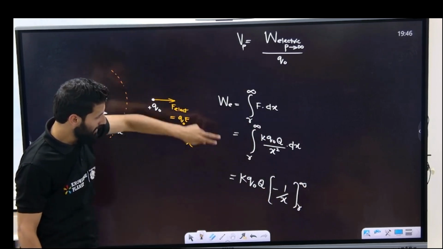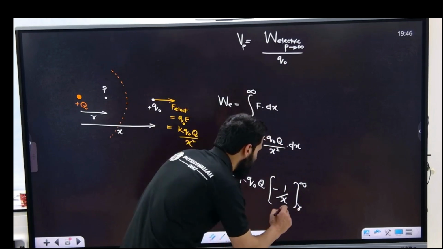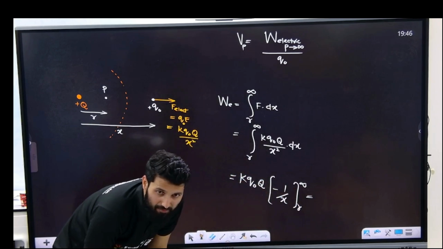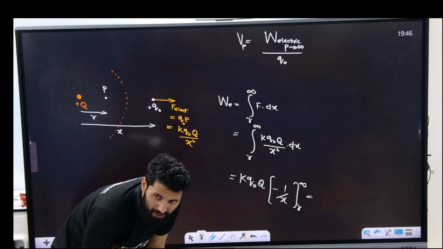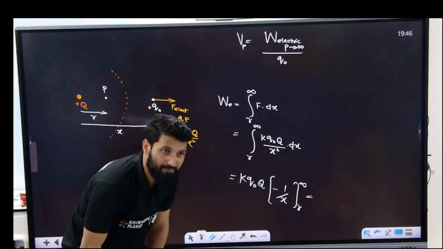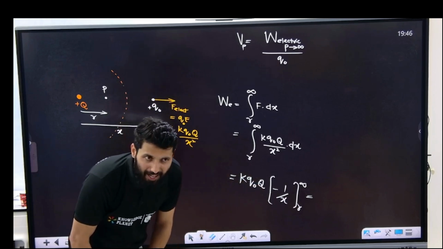Get the answer here. This will be basically the potential energy which you are getting. Tell me now, fast. Put the infinity limit. Minus 1 by infinity, how much? 0. Minus of minus, plus 1 by r. So we will get 1 by r. Is it tough? No, sir. So K q naught q by r. Is that the answer which you get?